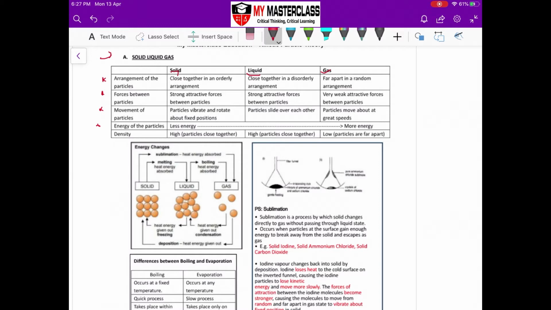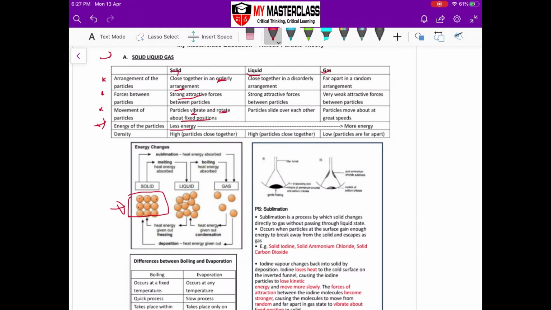For solid, they are arranged in an orderly manner, there is very strong attractive force, and they vibrate and rotate about fixed position. This energy that we are talking about is kinetic energy. Because solid particles are vibrating about fixed position, they have the least amount of kinetic energy. When we draw the solid arrangement, we draw them vibrating and regularly arranged in fixed position, something like this over here.